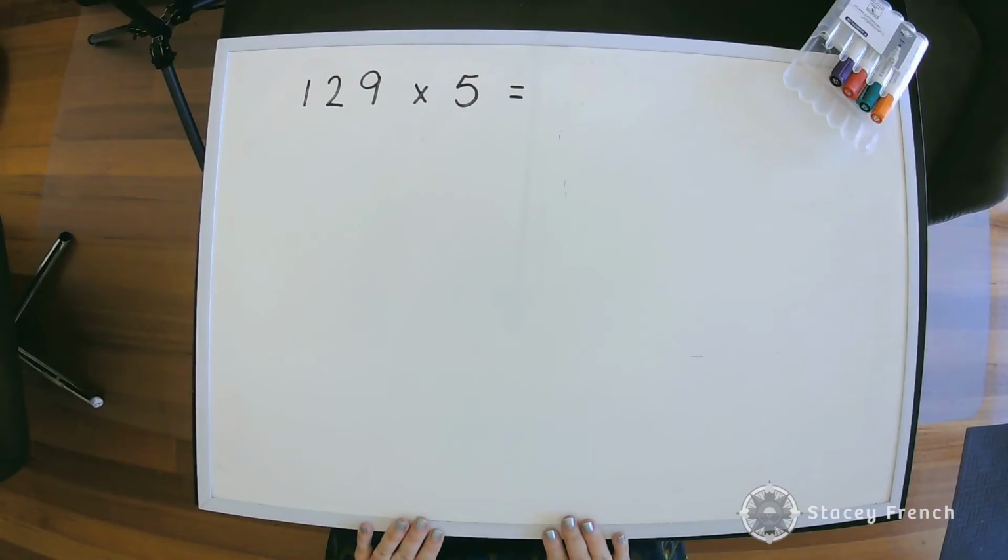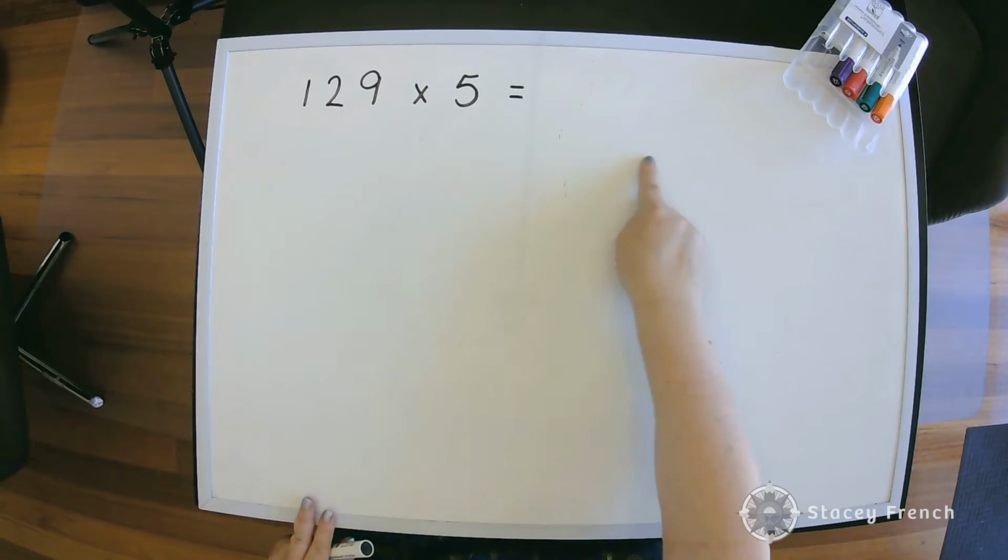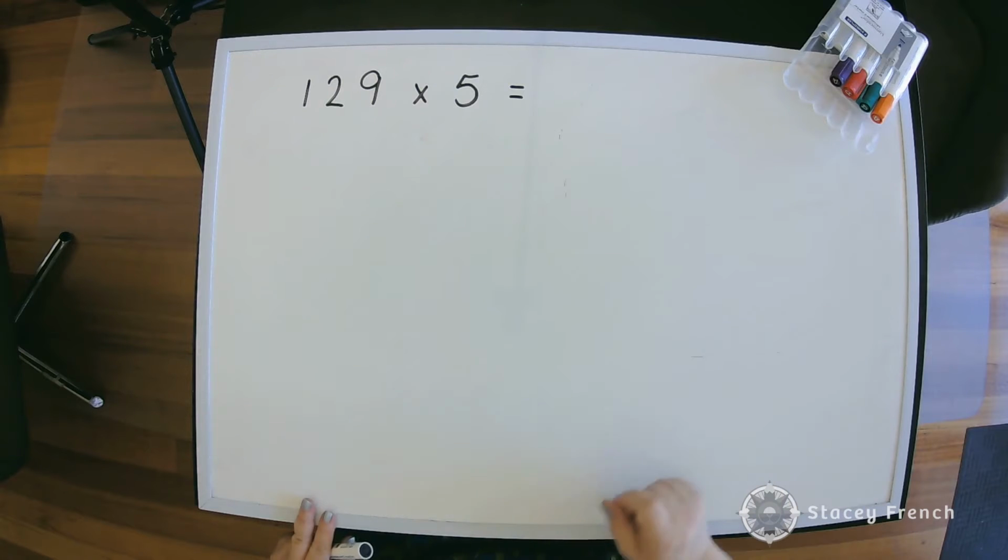Friends! Today we're going to have a look at how to do vertical long multiplication. Are you ready? Usually when we solve a multiplication sum, we do it horizontally. That means in a straight line across the page. Let's solve this one to remind ourselves. The sum is 129 times 5.